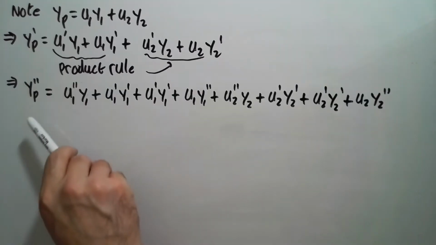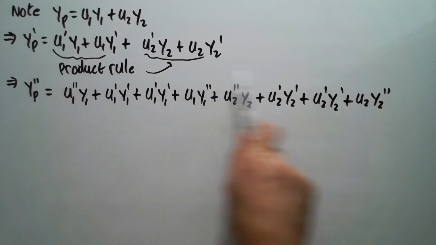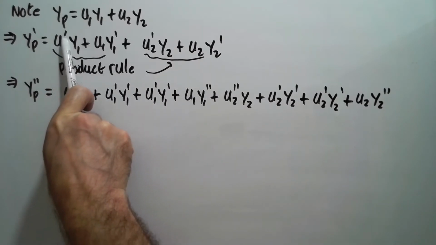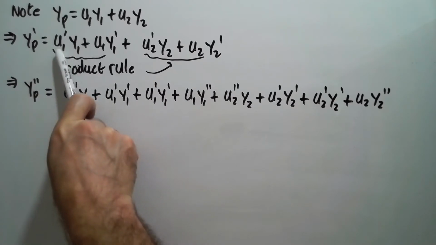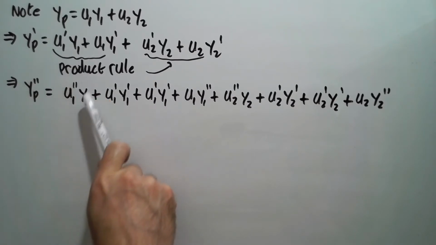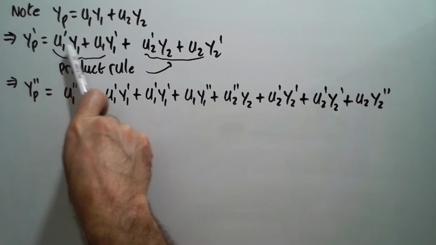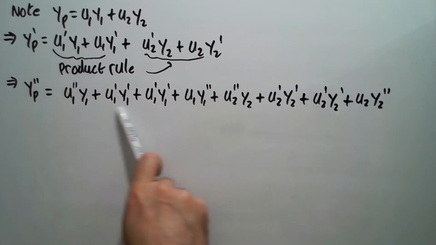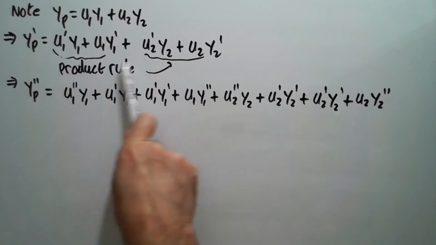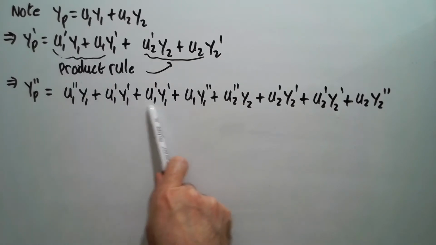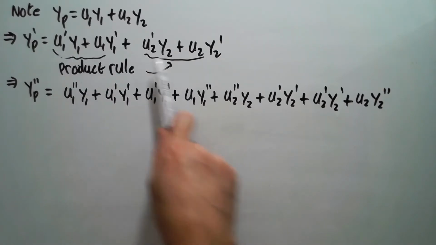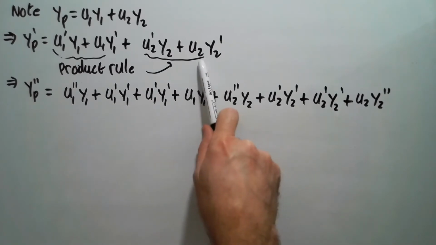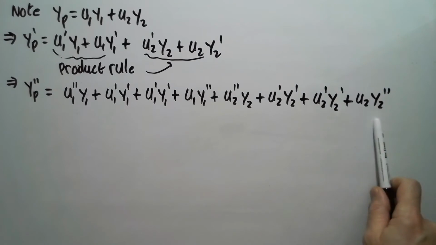Okay, so yp double prime, it's going to be a long thing. It'll be applying the product rule to this guy. So it'll be u1 double prime times y1 plus u1 prime times y1 prime, which I have here. That's the product rule for that one. And then the product rule for this one is these two. Product rule for this one is these two. And the product rule for this one is these two, as you can check.